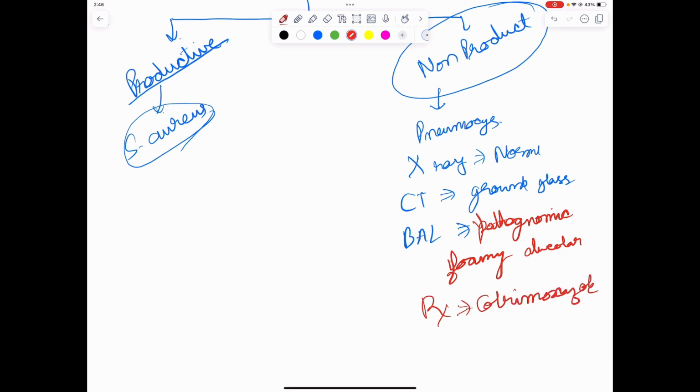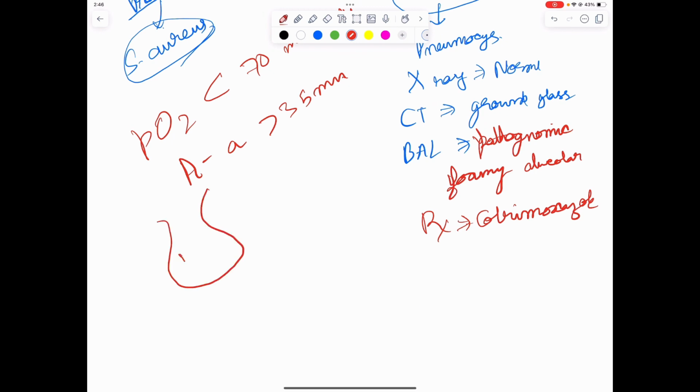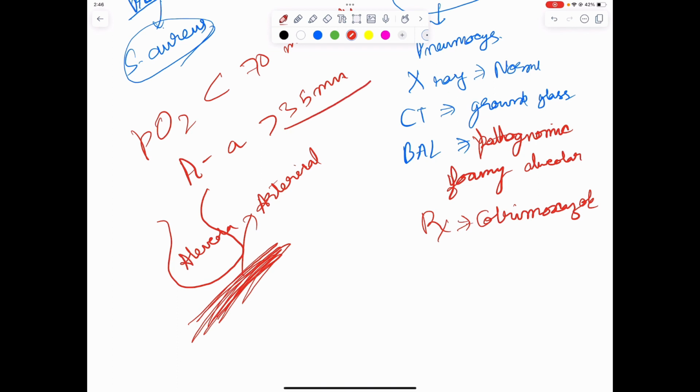But remember that if blood PO2 goes less than 70 millimeter of mercury and the alveolar-arterial gradient is greater than 35 millimeter of mercury, that means, this is the alveolar and this is the blood that is flowing in the pulmonary artery, this is arterial pressure. Now if the alveolar-arterial gradient is greater than 35 millimeter of mercury, then it indicates that a lot of fluid has been deposited in between the alveoli and the blood. So what we will do, we will give steroids to suppress it and to reduce the inflammation, and therefore corticosteroids are given.